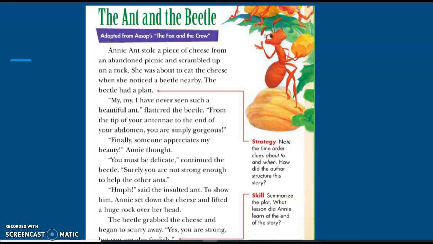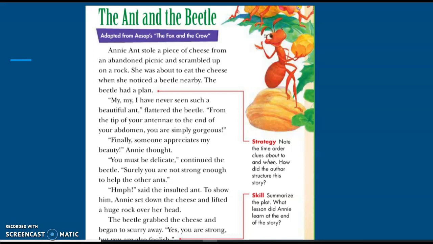Annie Ant stole a piece of cheese from an abandoned picnic and scrambled up on a rock. She was about to eat the cheese when she noticed a beetle nearby. The beetle had a plan. And if you see over here in the strategy, it says note the time order clues, about to and when. Okay, so it says she was about to eat the cheese when she noticed a beetle nearby. The beetle had a plan.